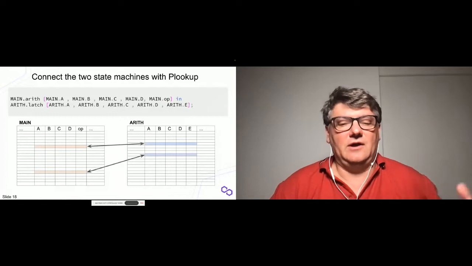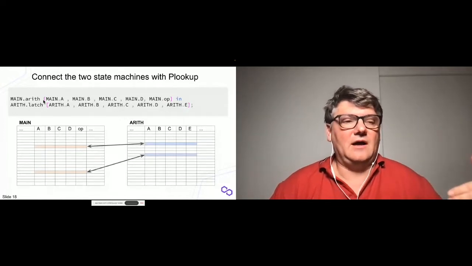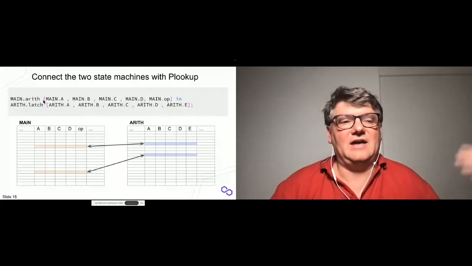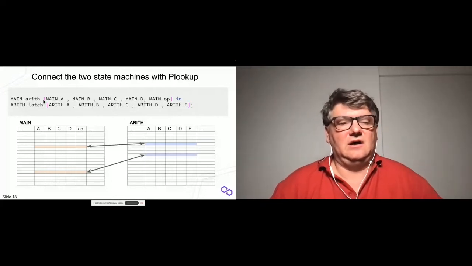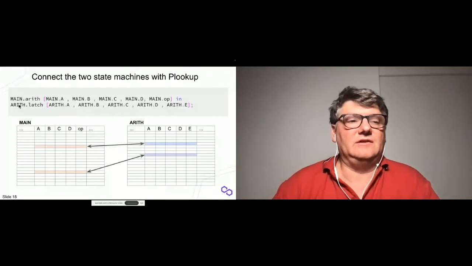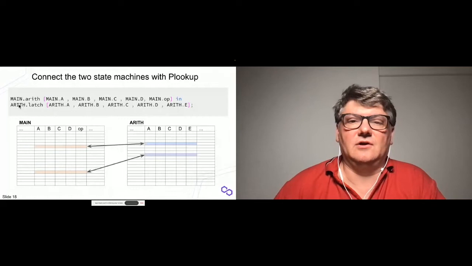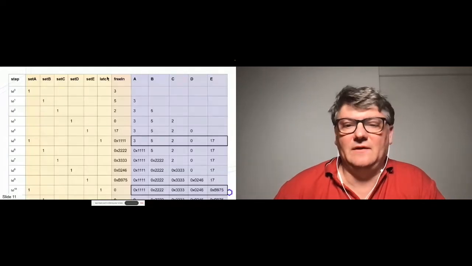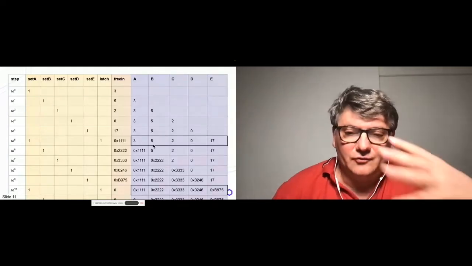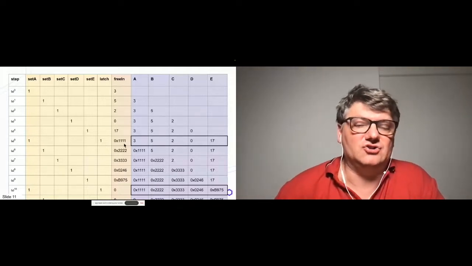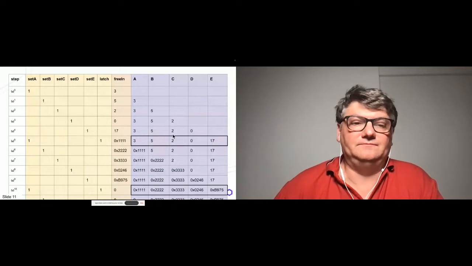On the other side, where we are taking the real values, as we saw in the last state machine, it's when latch is 1. So this arith.latch, we saw it here before. This is when latch is 1. That is when we guarantee in this state machine that these values are the real multiplication, and so on.